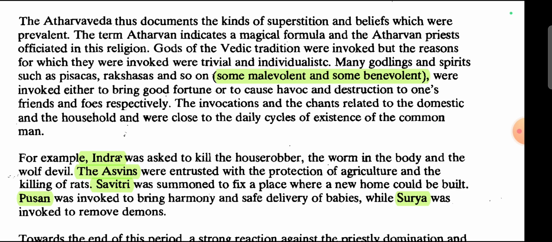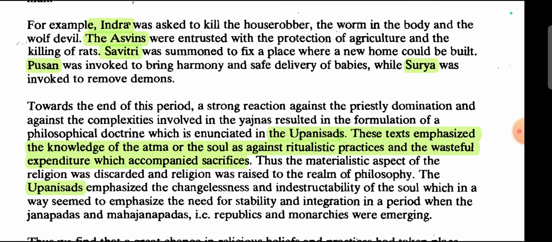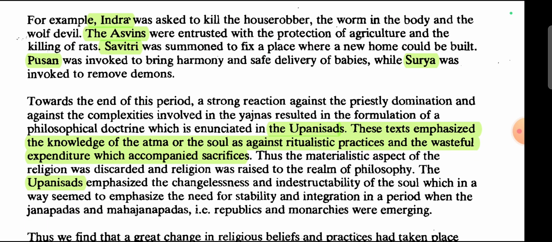For example, Indra was asked to kill the house robber, the worm in the body, and the wolf devil. The Ashwins were entrusted with the protection of agriculture and the killing of rats. Savitri was summoned to fix a place where a new home could be built. Pushan was invoked to bring harmony and safe delivery of babies, while Surya was invoked to remove demons.